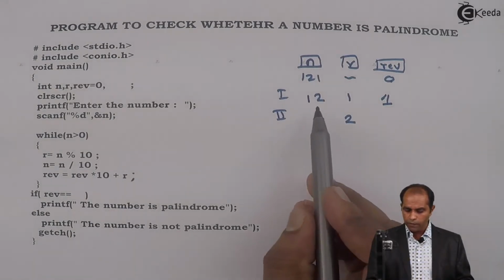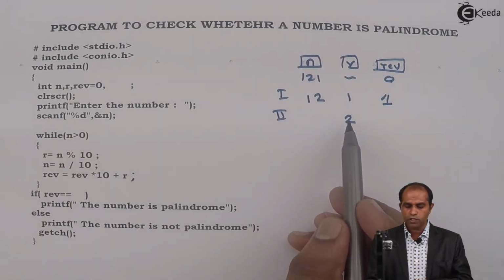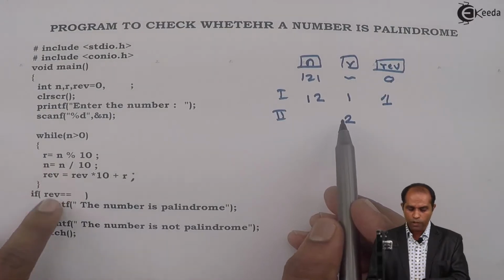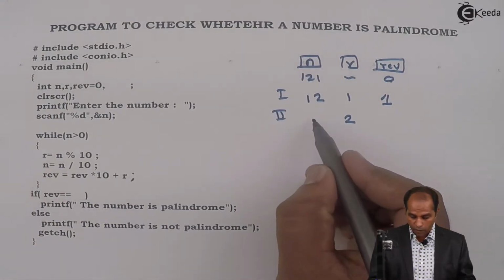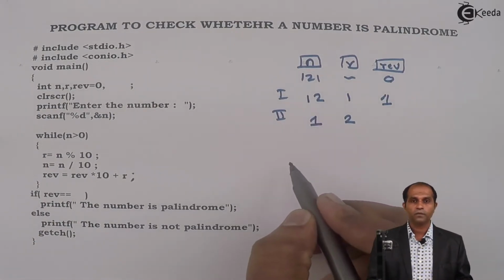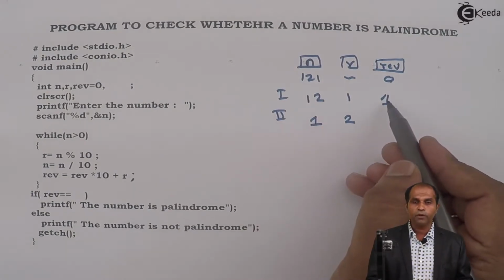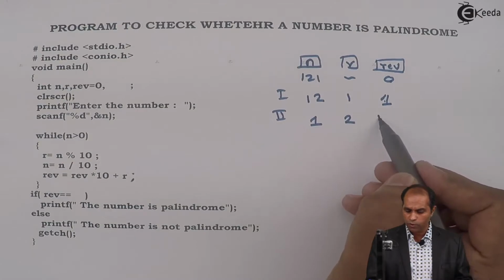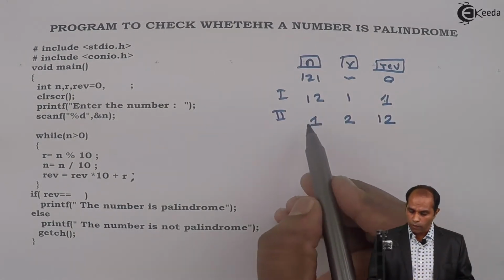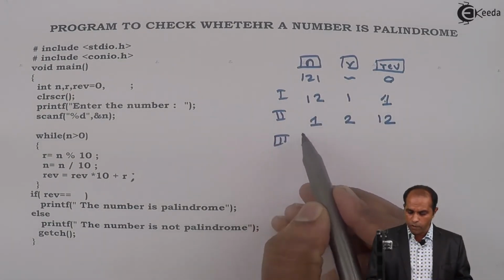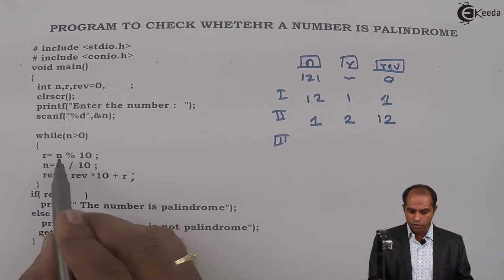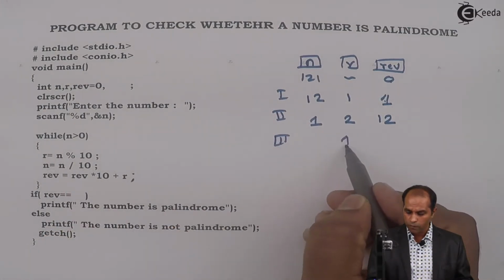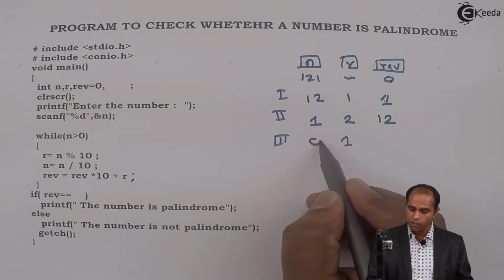So 12 greater than 0, true. True in the sense, 12 mod 10 is 2. 12 by 10, the result is 1. Rev equals rev into 10, that is 1 into 10, that is 10, plus 2 is 12. So the third execution will happen because 1 is greater than 0. 1 greater than 0, true. 1 mod 10 is 1. 1 by 10 is 0.